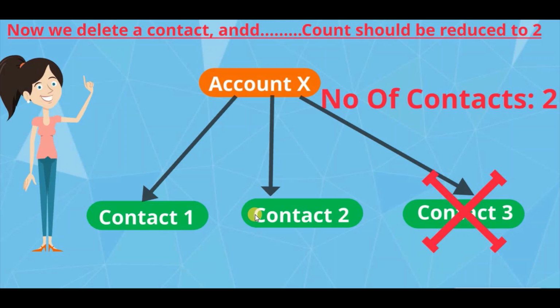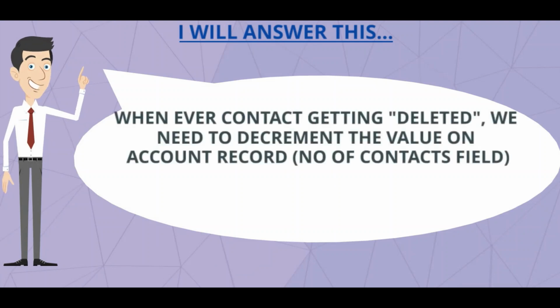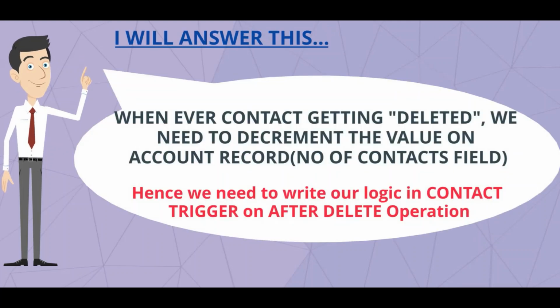Very simple. So Qboy, tell me what is the conclusion here? I will answer this. Whenever contact is getting deleted, we need to decrement the value on account record number of contacts field. Hence, we need to write our logic in contact trigger on after delete operation. Exactly. Let's look into that.